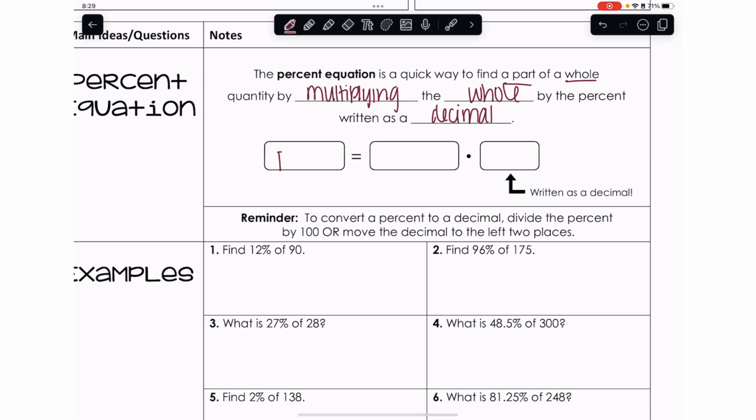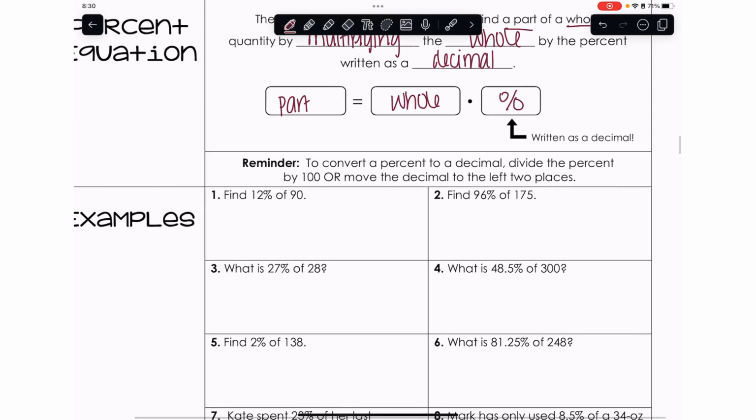So you're going to take the part. So the part is equal to the whole times your percent written as a decimal. So what does this mean? So let's look at 1 through 6. That's all we're doing here, 1 through 6. Notice how I'm always given the same two things. I'm given the percent and I'm given the whole.